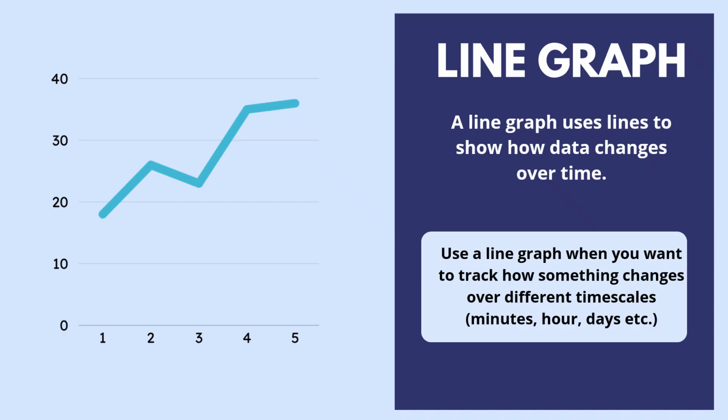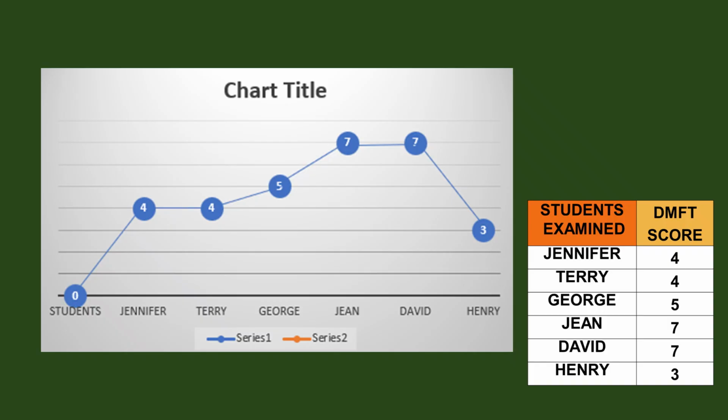Line diagrams use lines to show data changes over time. If you are going to record over a period of time, then line diagrams will be applicable. You use a line graph when you want to track how something changes over different time cycles, whether minutes, hours, days, etc. Next, if you want to do a line diagram but also point out where it dips or falls, or where the score is defining that particular person, then the line with point diagram will be very helpful.